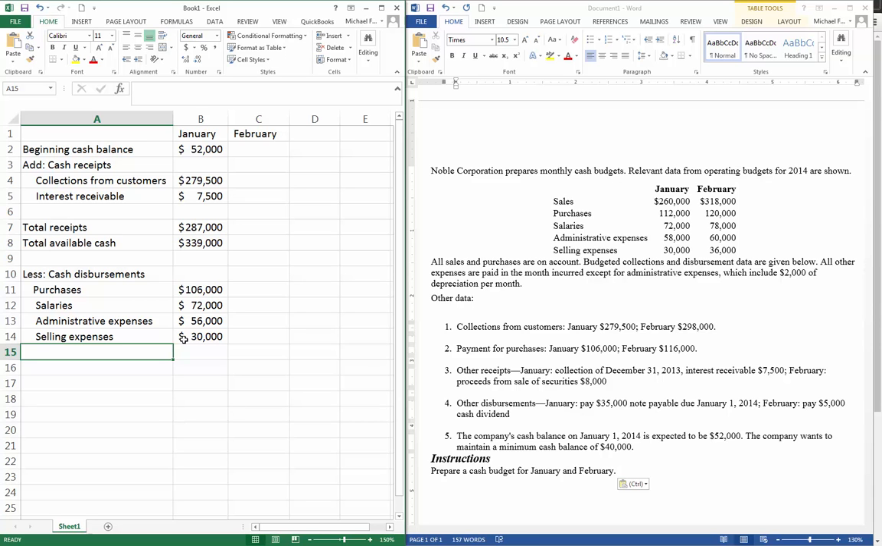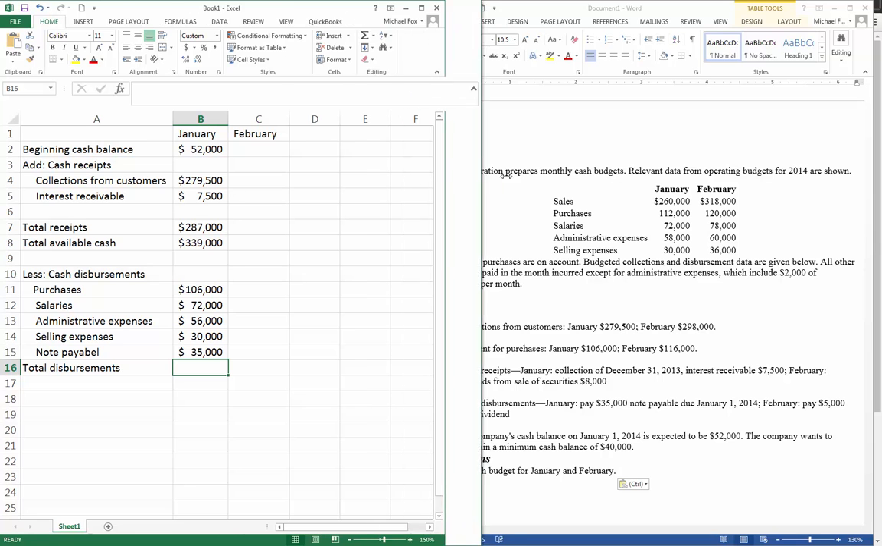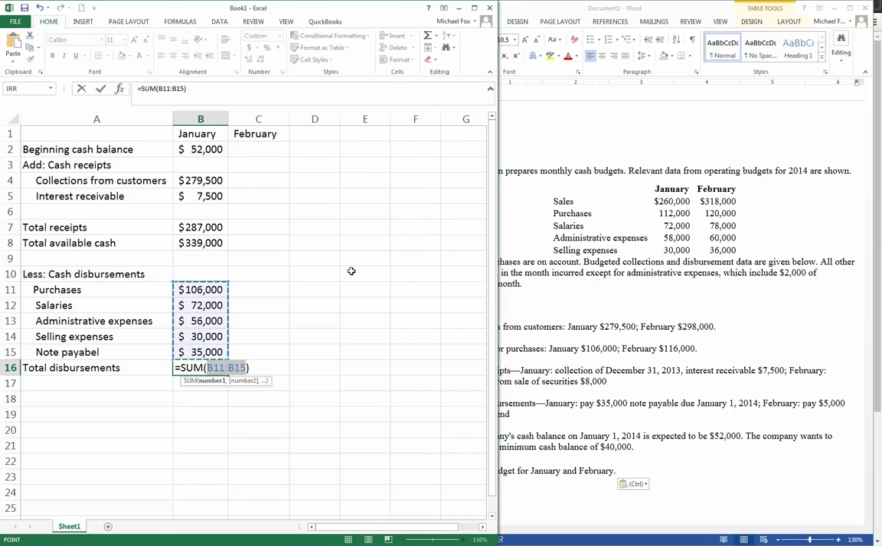And then it also tells us other disbursements. In January, they're going to pay $35,000 on a note payable. So that means they're paying off a loan. And that should be all of their disbursements for January. So we will add those up. Sometimes when I'm in a shrunken down view here, I can't see my sum button. There's our total disbursements.